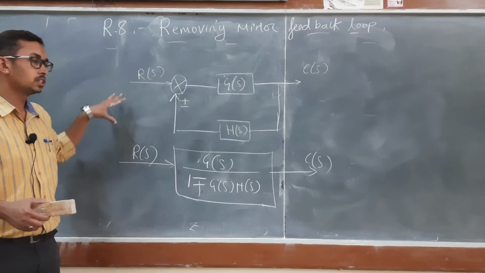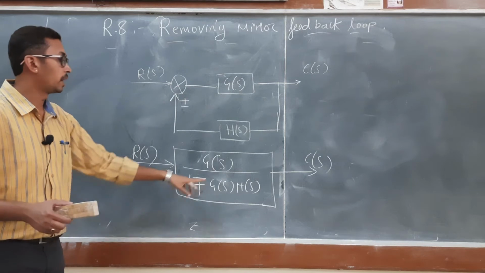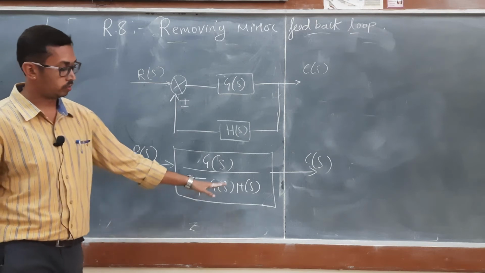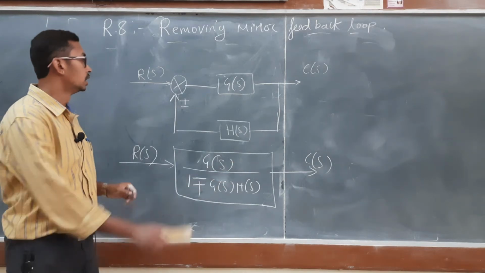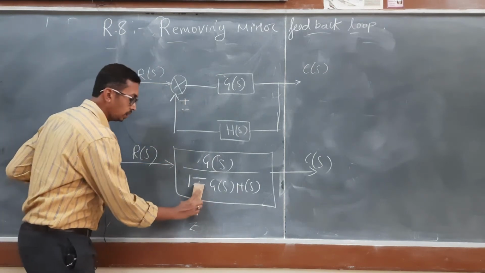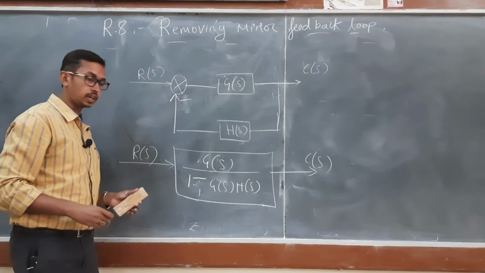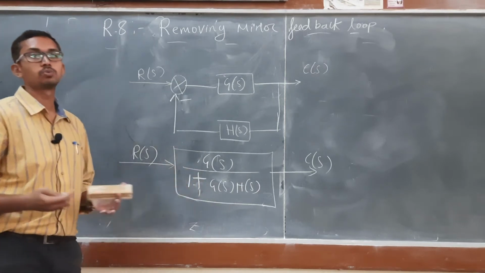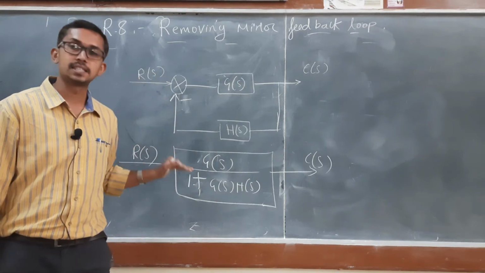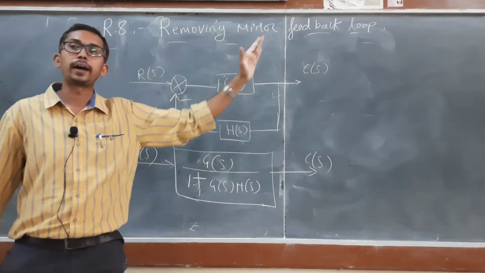So this is what we call reducing the minor feedback loop. Whenever we find this situation in a problem, we can reduce it to a single block by applying this formula, that is G of S divided by 1 minus or plus G of S into H of S. You should not get confused, so I will repeat once again. If there is a plus symbol over here, here it will be minus. If there is a negative loop, that is the minus is there, here it will be plus. That is the change in the formula: plus or minus, here it will be minus or plus. So this is removing minor feedback loop.